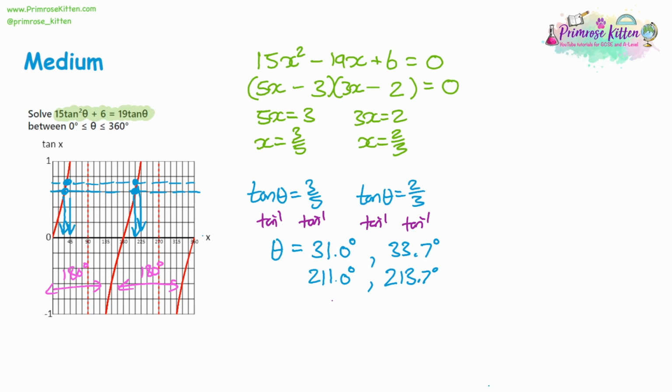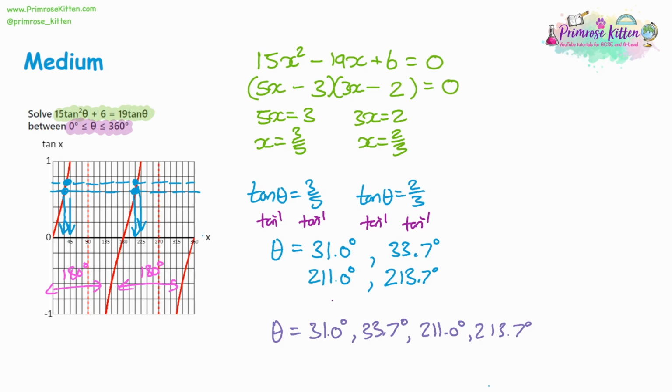Now let's check the range. So our range is in between 0 and 360. So we don't have any negative numbers to look at. So these four are within that range, so they're going to be our final answers. And again, at the end, perhaps just write them all out in ascending order: 31.0, 33.7, 211.0, and 213.7.